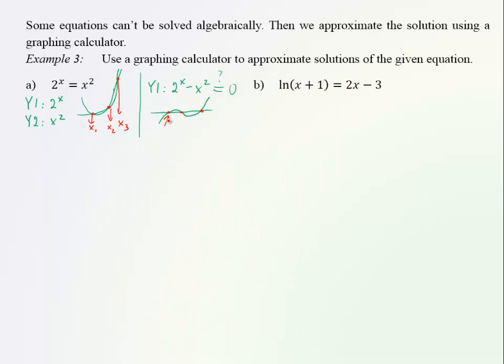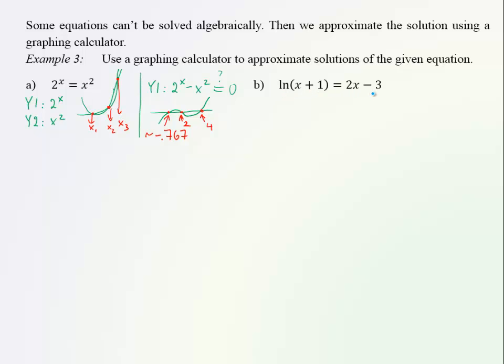Those points turn out to be the same as here, x1, x2, and x3. They turn out to be approximately negative 0.767. This one turned out to be 2, and that one will be 4. So we have three solutions, 2, 4, and a fractional negative number. Well, with 2 and 4, it's very easy to check. 2 to the 2 is 4, 2 squared is 4, so yes, that's a solution. Similarly with 4, you can check on your own.